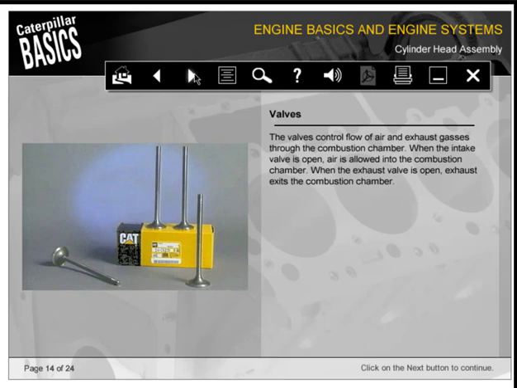The valves control flow of air and exhaust gases through the combustion chamber. When the intake valve is open, air is allowed into the combustion chamber. When the exhaust valve is open, exhaust exits the combustion chamber.